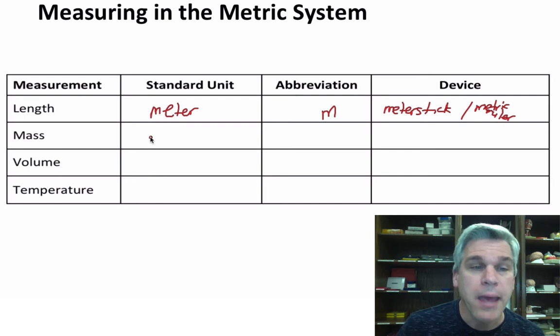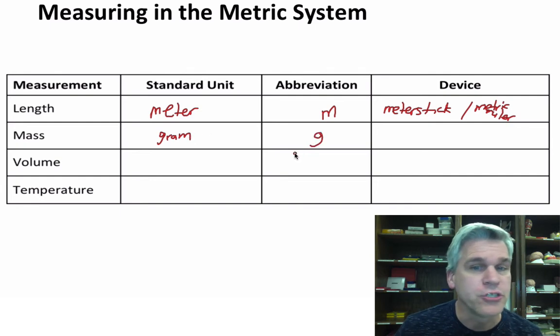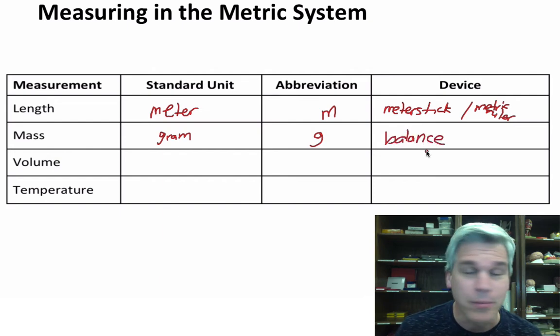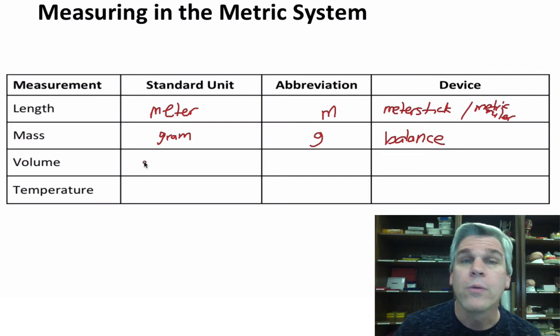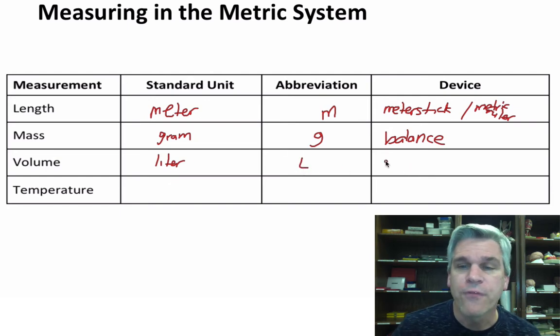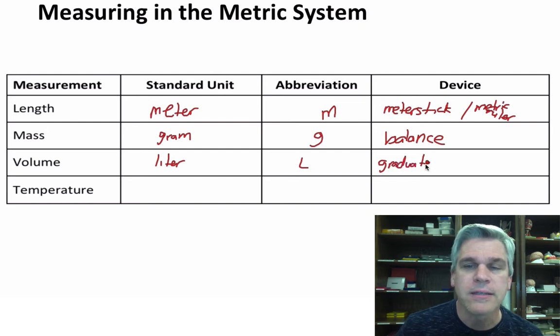When we measure mass, the standard unit is the gram, and we abbreviate that with the letter g. The device that we use for this is called a balance. Some people want to refer to it as a scale, but it is not a scale. When we measure volume, the standard unit is the liter. A capital L is the abbreviation. And for this, we will be using a graduated cylinder.